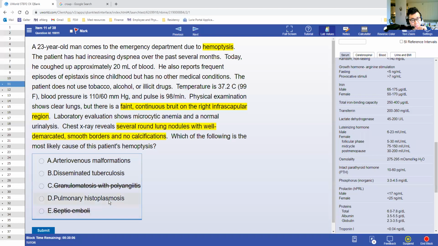He's not septic. This wouldn't cause a bruit or his pediatric history. Disseminated tuberculosis, no, it wouldn't cause epistaxis, and it's not going to really cause microcytic anemia. So I'm going to go with AVMs for this one, especially with the faint continuous bruit in the right infrascapular region.